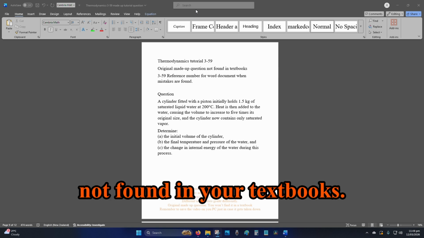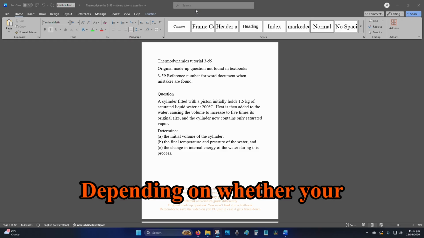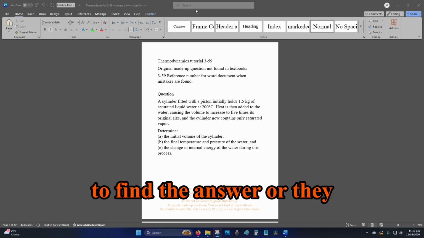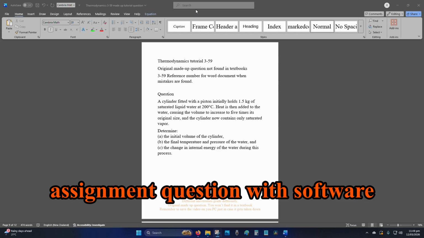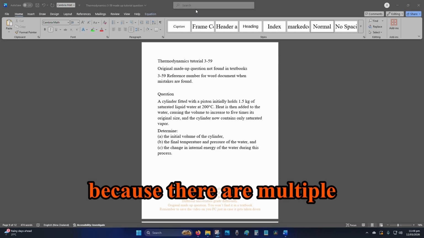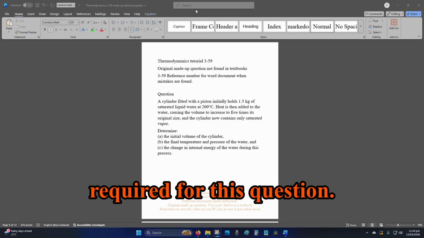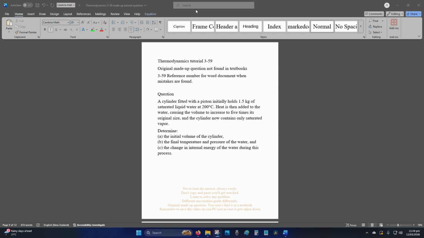This is a made-up question not found in your textbooks. Depending on whether your professors let you use software to find the answer or they want you to do it by hand, it's either an assignment question with software or it's an exam question, because there are multiple linear interpolations required for this question. So we've got a piston cylinder device.